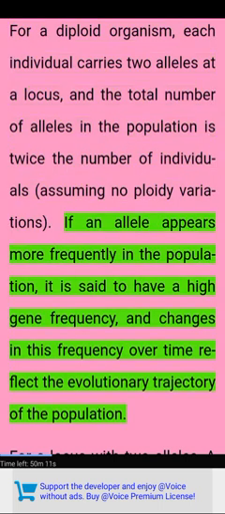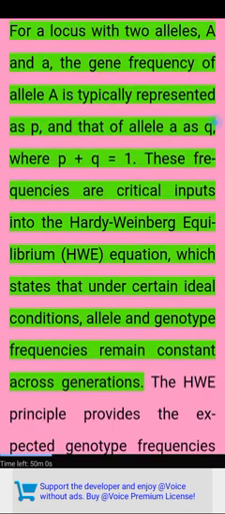If an allele appears more frequently in the population, it is said to have a high gene frequency, and changes in this frequency over time reflect the evolutionary trajectory of the population. For a locus with 2 alleles, A and a, the gene frequency of allele A is typically represented as p, and that of allele a as q, where p plus q equals 1.